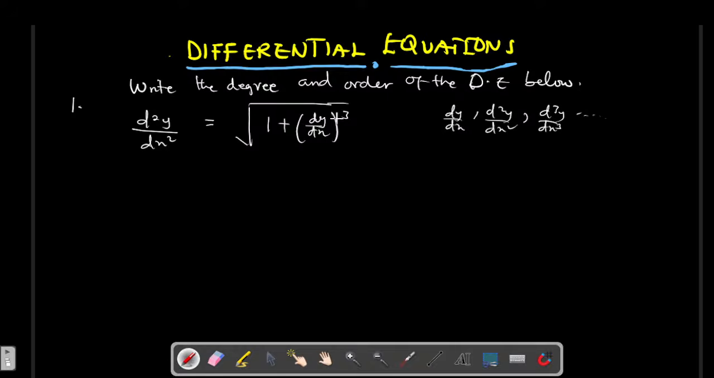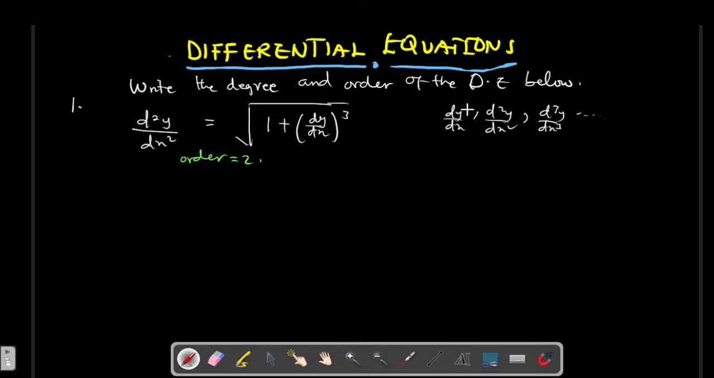And here you can see that in our equation we have the highest derivative to be what? 2, because I can see d squared y over dx squared. When I come here, though it is to the power 3, it is dy over dx. So I will say that my order is what? 2. I've identified my order. Now let's go to the degree.